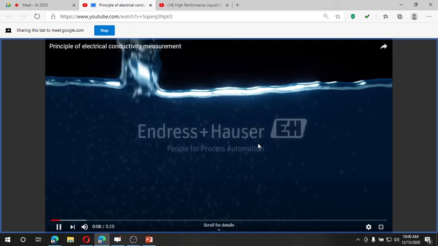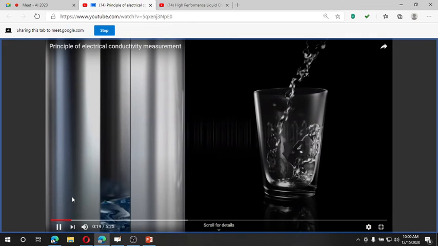Many liquids are essential in our daily life. They may include water, beverages, dairy products, chemicals, acids and bases, or pharmaceutical products. The quality of these liquids is determined by their chemical and physical properties.